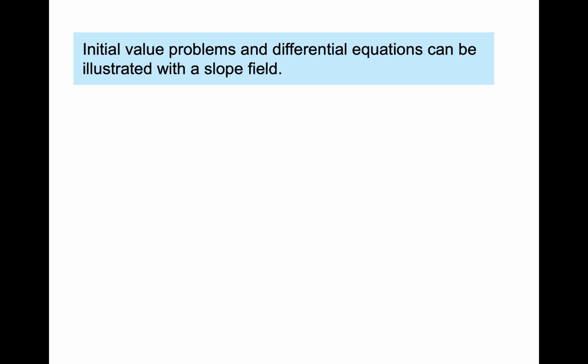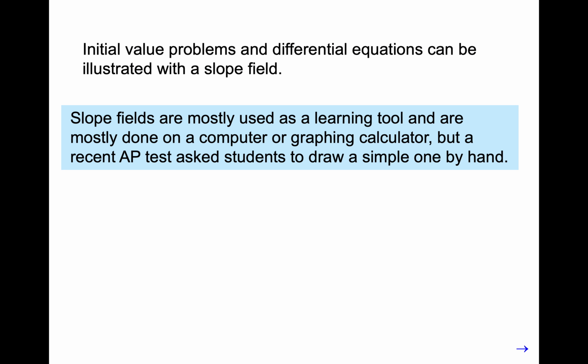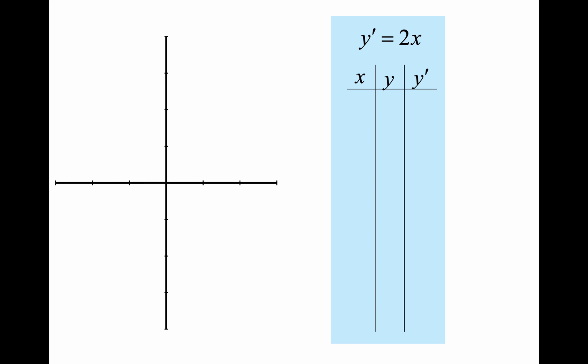So initial value problems in differential equations can be illustrated with what is called a slope field. Usually for a slope field, you are using a computer or graphing calculator, but we have recently had AP tests where you were asked to draw a simple slope field by hand. Because you're not going to be asked to use technology on the AP exam to do a slope field, if it's on the exam, it would be by hand, and it's going to be a pretty simple one. So we're going to stick to some pretty simple ones in our course.